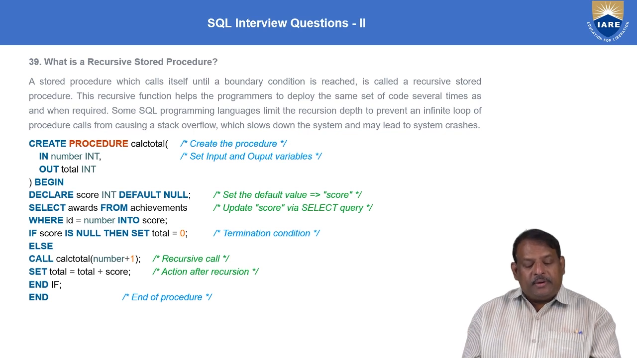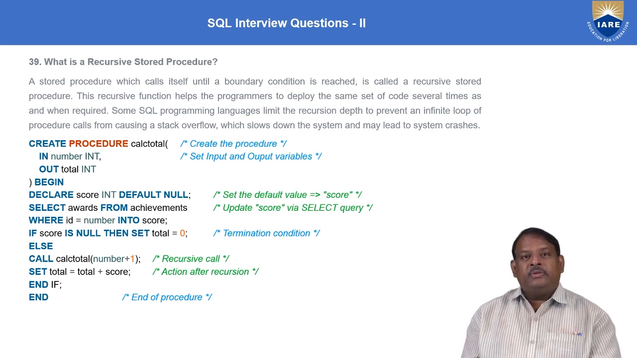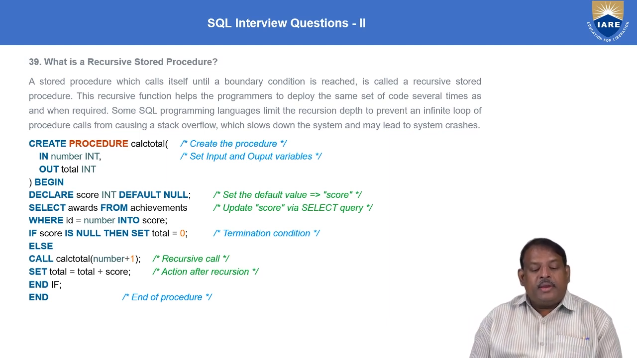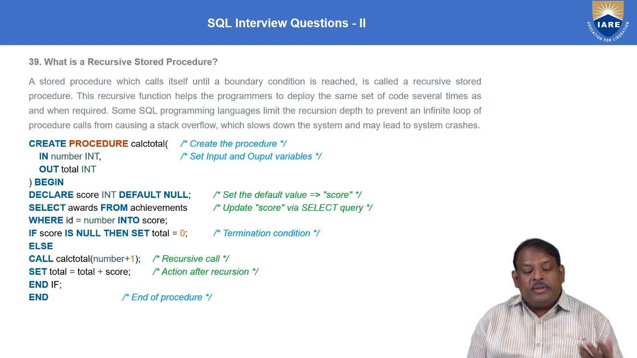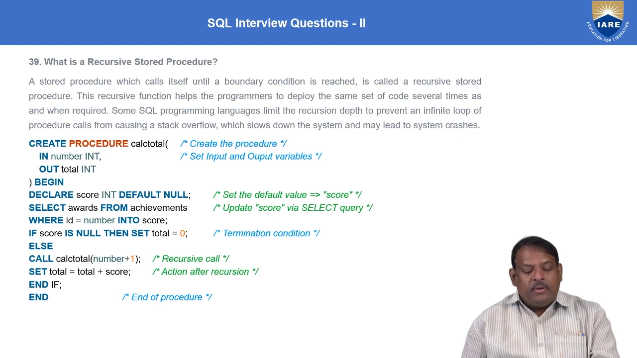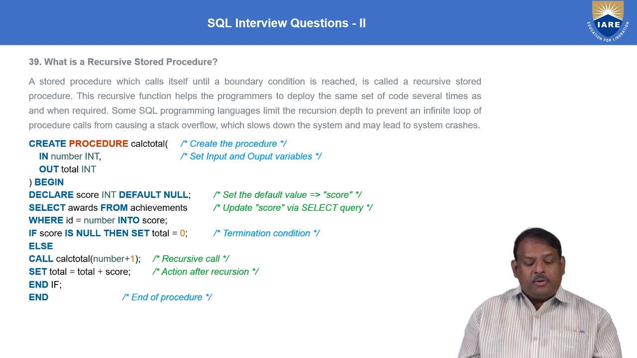Declare score as a variable, default null. My logic is: select awards into achievement, select awards from achievements where ID is equal to your score. If the score is null, make it 0. If not, continue. Continue by increasing by 1, and you make total equal to total plus score.